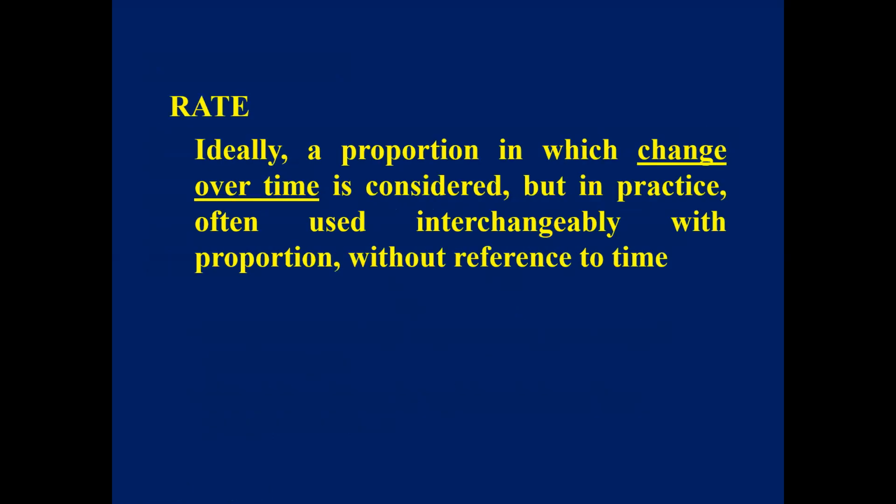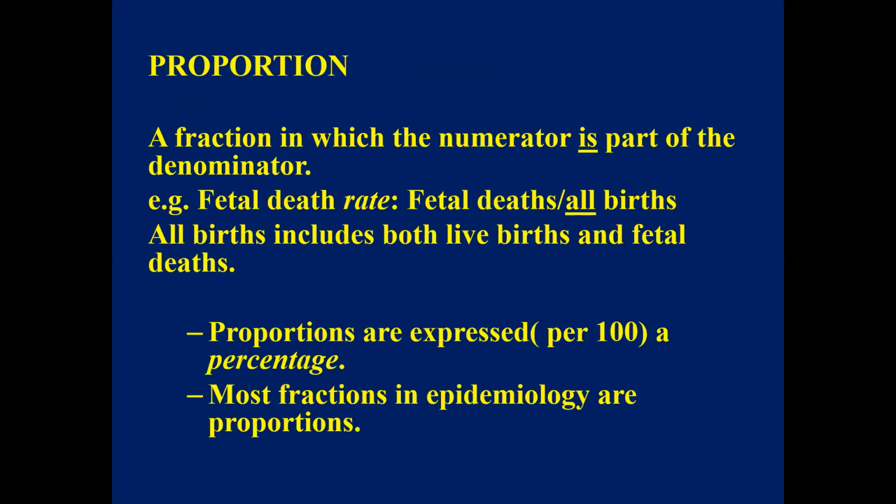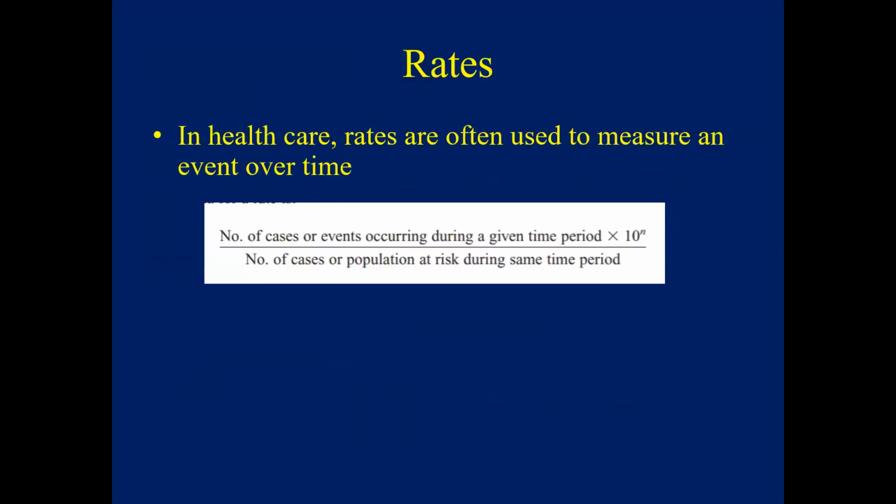Then we have rate. So what is rate? Ideally, it is a proportion that changes over time. The rate is the number of cases or events occurring during a given time period divided by the number of cases or population at risk during the same time period.